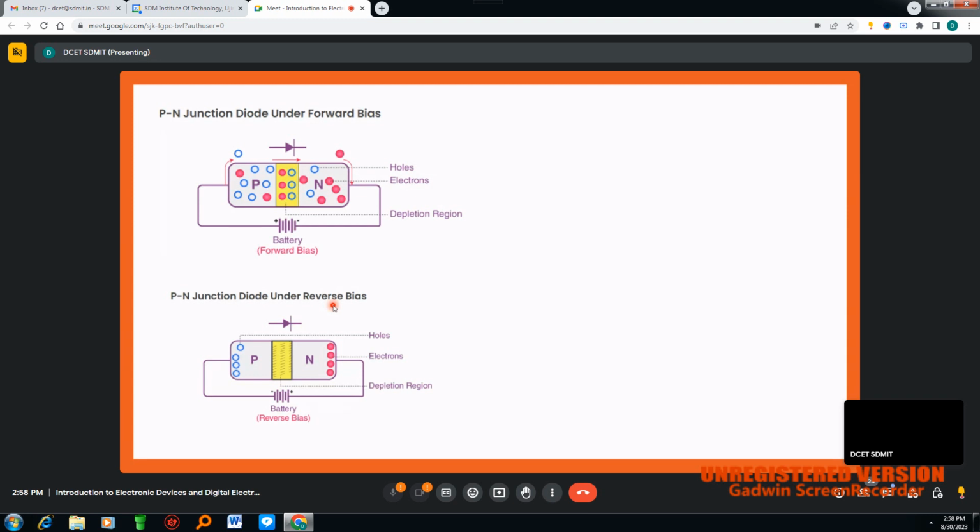Now it is similar to switch on condition, switch off condition. Switch on condition means it is forward bias. Switch off condition means it is a reverse bias. Now here what is going to happen? Just now I told that forward bias means positive of battery is connected to anode or positive terminal of diode and negative of battery is connected to negative terminal of a diode.